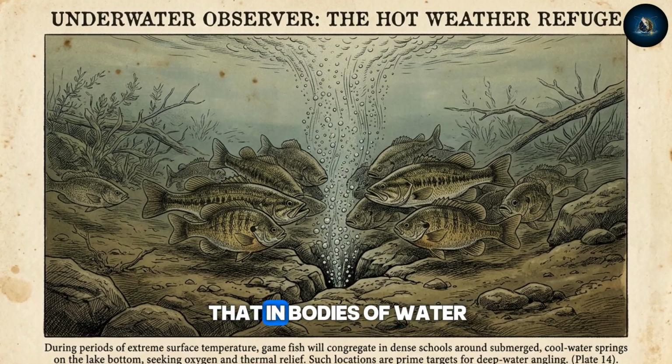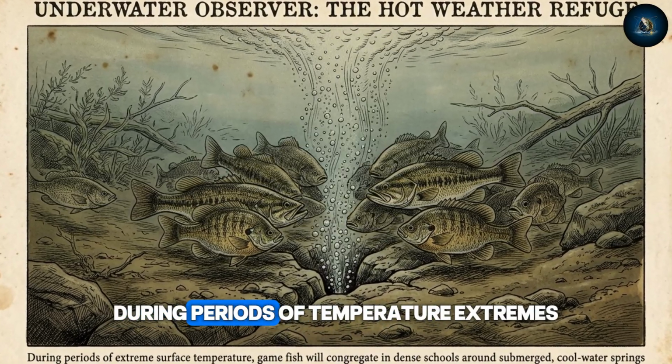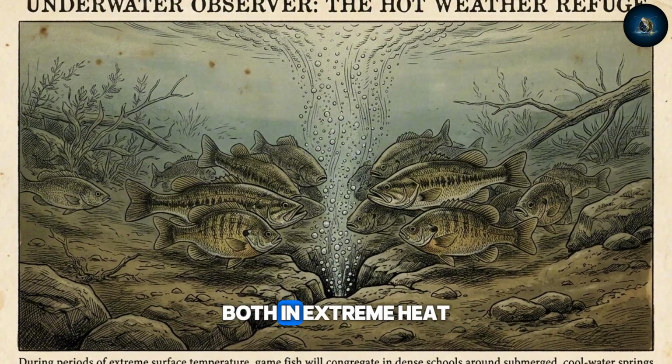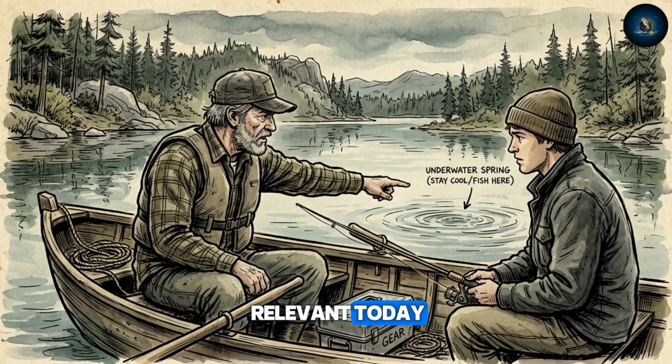Sabaneyev pointed out that in bodies of water where there are springs, fish concentrate near them during periods of temperature extremes, both in extreme heat and in severe frosts. This observation is still relevant today.